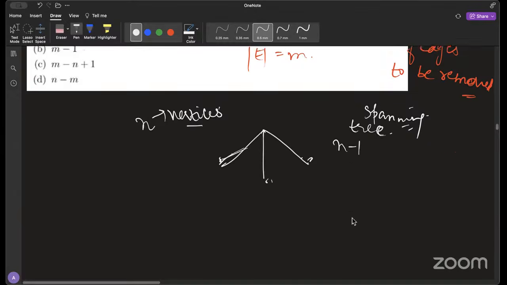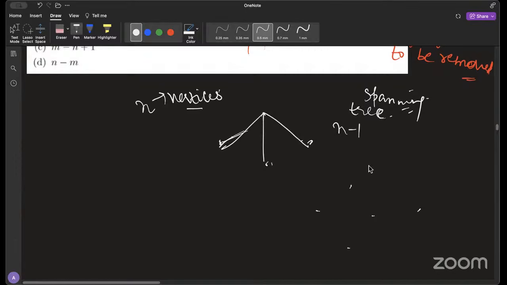You can do it with 5 vertices too. There are 5 vertices now, and the number of edges would be just this: 1, 2, 3, 4. No matter how you make the spanning tree, or if I remove this one, then I'll have to draw this edge, right? Then also you have 1, 2, 3, 4 edges. So with 5 vertices, you'll have 4 edges. With 10 vertices, you'll have 9 edges for your spanning tree.